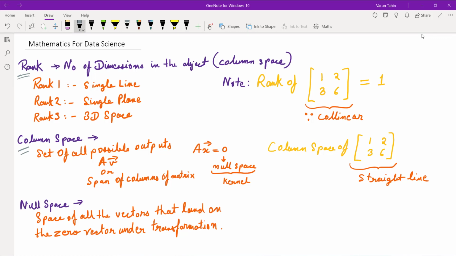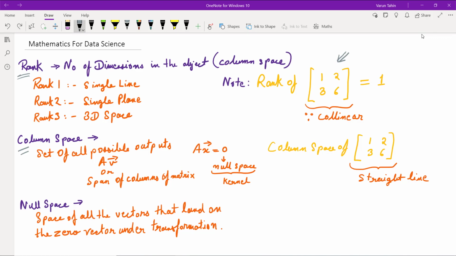But there are some exceptions to this, as in this case, where we have this matrix of 1, 2, 3, 6, but instead it has a rank of 1, because as you can see it has two column vectors and those are collinear, that is, on the same line, because one can be represented as a multiplication of the other, and so the matrix squishes 2D space onto a single line.